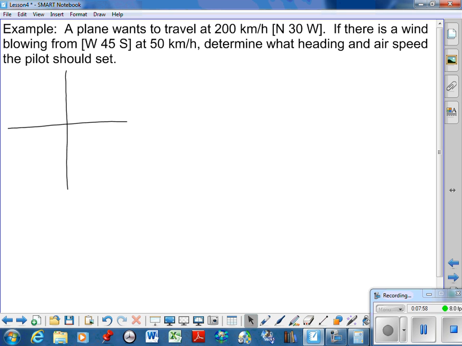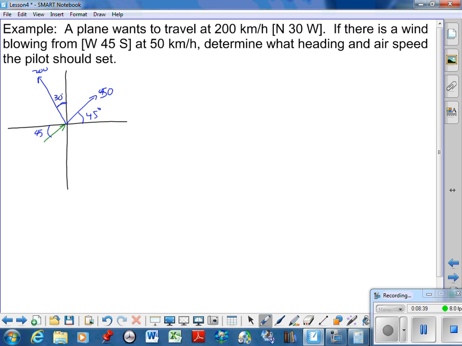Okay, so a plane wants to travel at 200 kilometers an hour north, 30 degrees west. So there's two important things in this question that I can't stress enough. If there's a wind blowing from west, 45 south. Again, that means that the wind is coming in your face. If you're standing there, it's hitting your face, so it's actually over here. The angle was 45 there, so it's 45 up here.